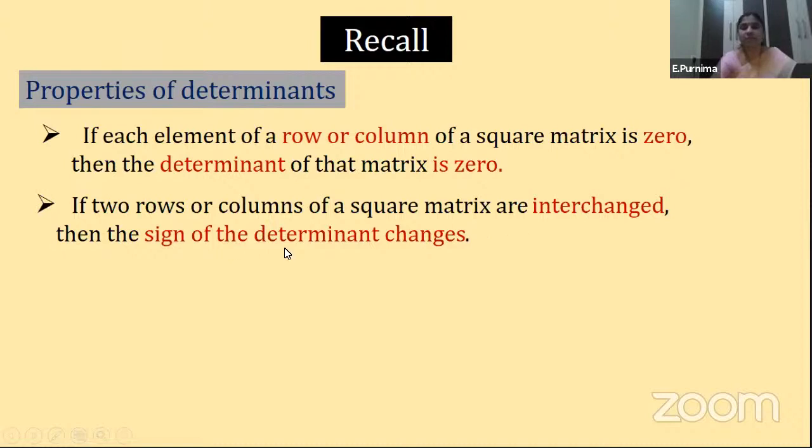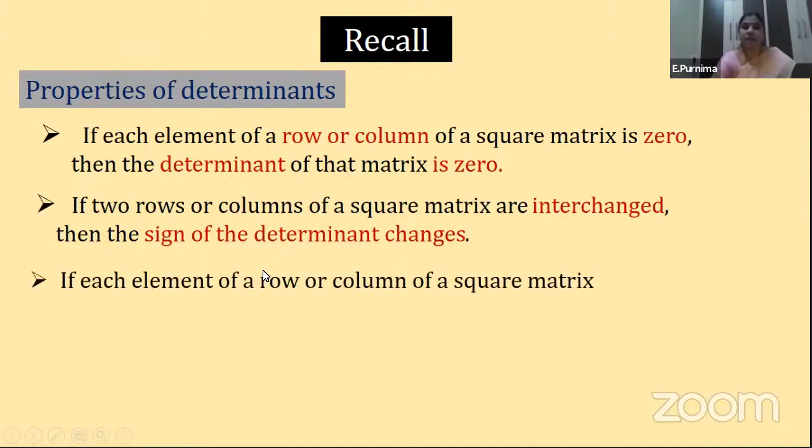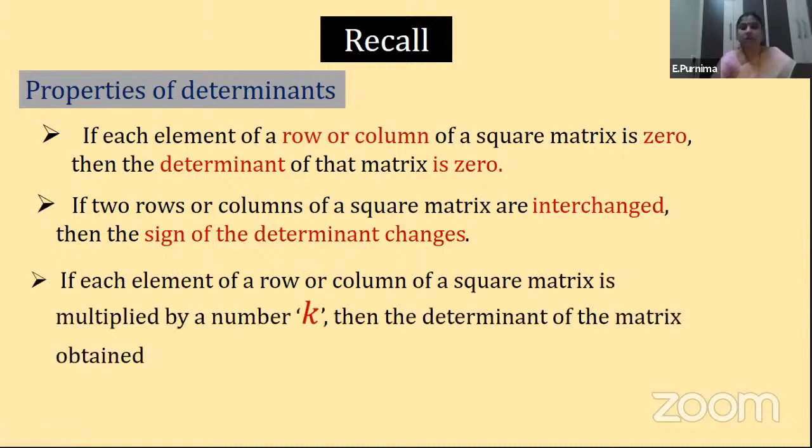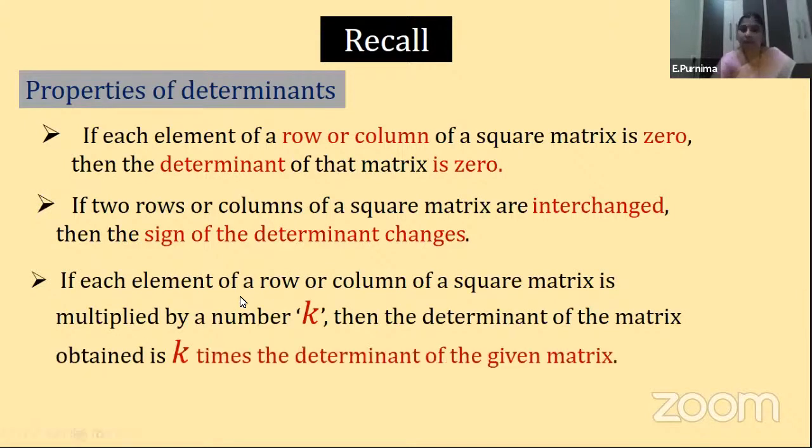Then we say that the sign of the determinant changes. So clear. And the next one is: what if each element of a row or column of a square matrix is multiplied by a number k, then the determinant of the matrix obtained is what? K times the determinant of the given matrix. Means if any particular row or any particular column is multiplied with k, then the determinant will be k times the determinant of the given matrix.